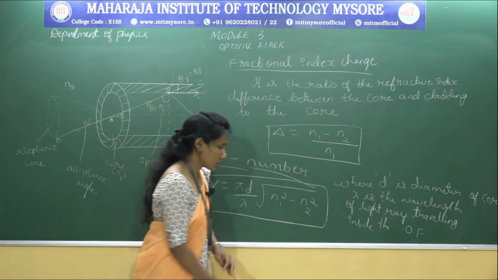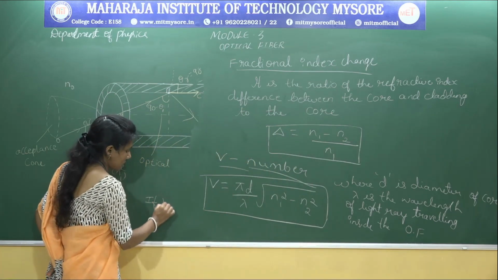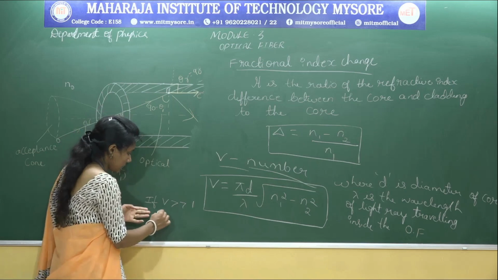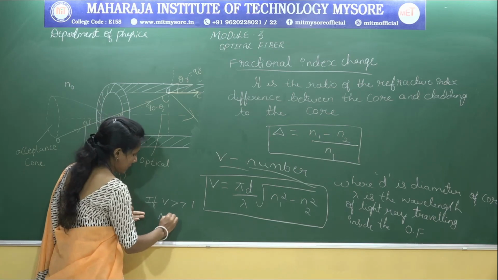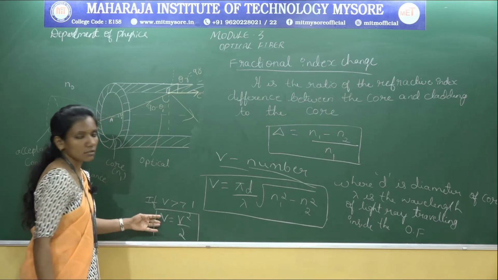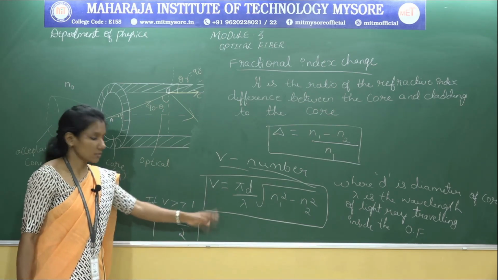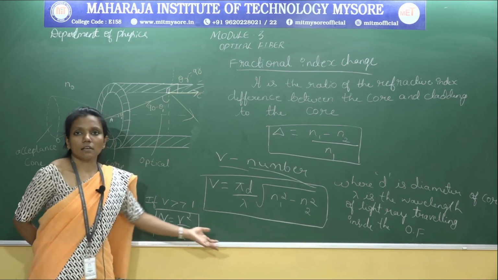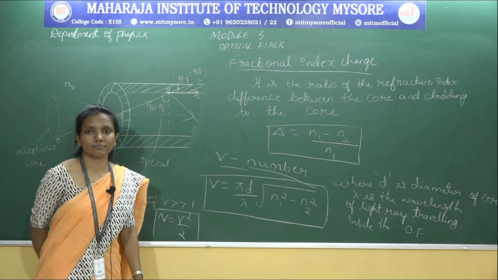So, suppose V is very much greater than 1, then a large number of modes is supported inside the optical fiber. That is represented by N is equal to V square by 2, to calculate the number of modes, where N is the number of modes and V is the parameter. There is no unit for this. So, like this we can calculate the number of modes that can propagate inside the optical fiber. Thank you.